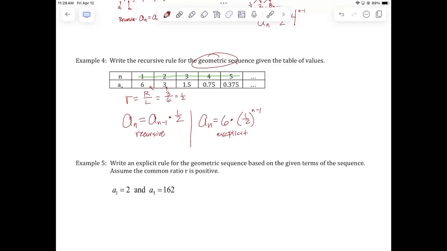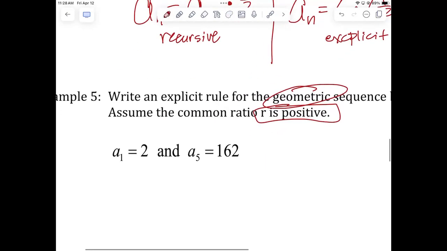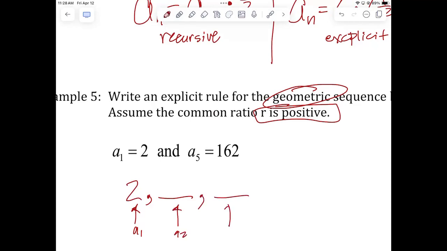Write an explicit rule for the geometric sequence based on the given terms of the sequence. Assume the common ratio is positive. Okay, so whoa, hang on now. We're starting with 2. That's a sub 1. And then a sub 2 is missing. A sub 3 is also missing. What's going on? A sub 4, what is it? And then a sub 5, they tell us is 162.